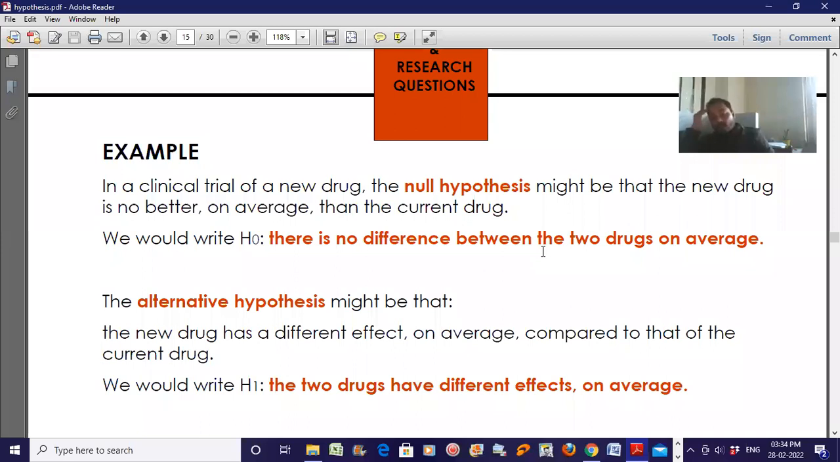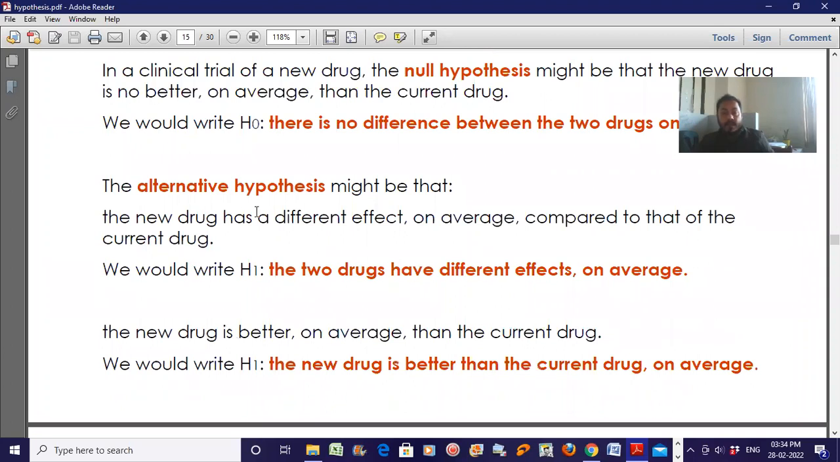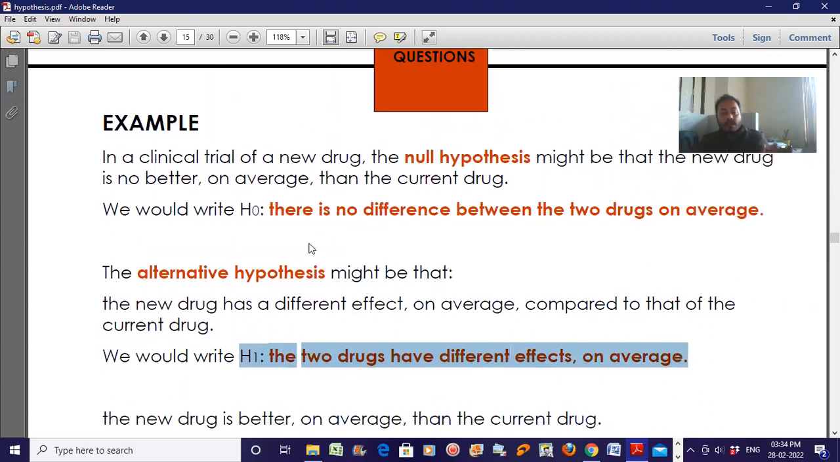Now, इसका alternative क्या होगा? What will be the alternative hypothesis for this? That might be like the new drug has a different effect on average compared to that of the current drug. See, we are taking the opposite, right? Now, we'll write like this: H1 colon, the two drugs have different effects on average. देखना H naught में हमने क्या किया था? In the case of H naught, the null hypothesis, we have considered that there is no difference between the two drugs on average.